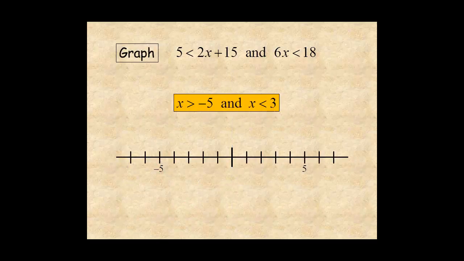So the solution is x greater than negative 5 and x less than 3. What this means is any number between negative 5 and 3 is a solution. When you write a conjunction, the left-hand inequality must be greater than, and the right-hand inequality less than. The number on the left must be smaller than the number on the right.